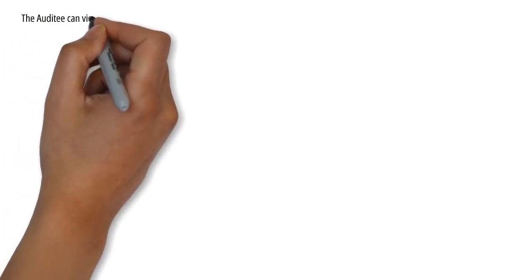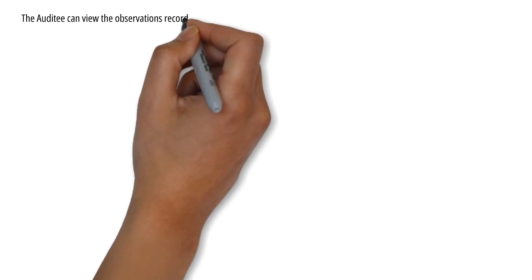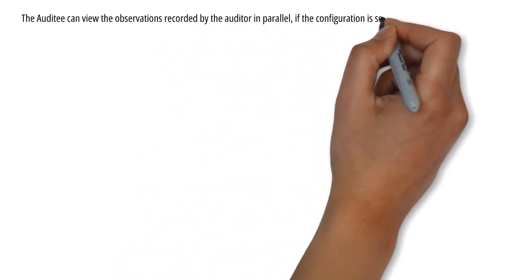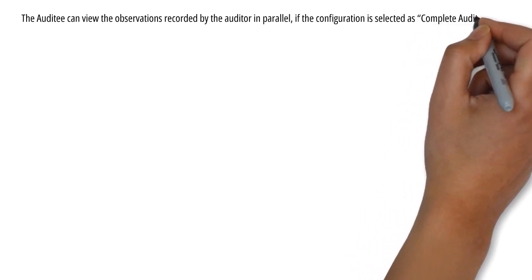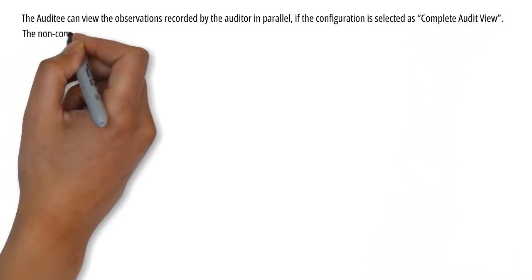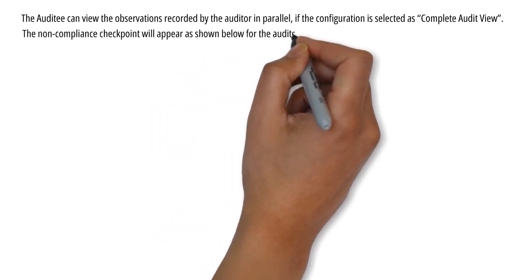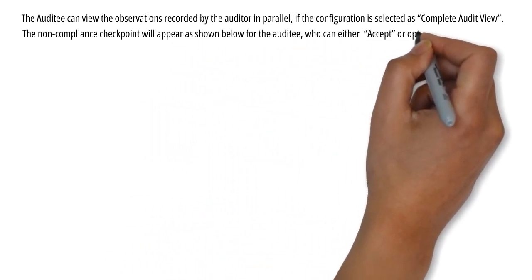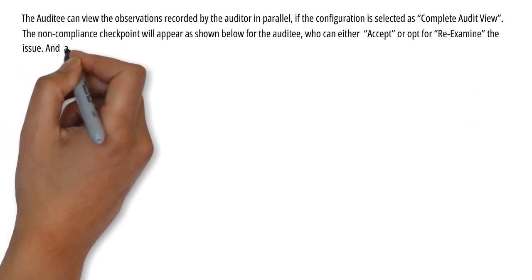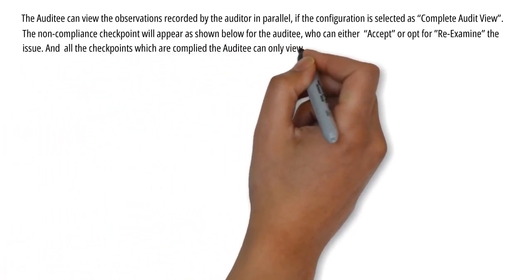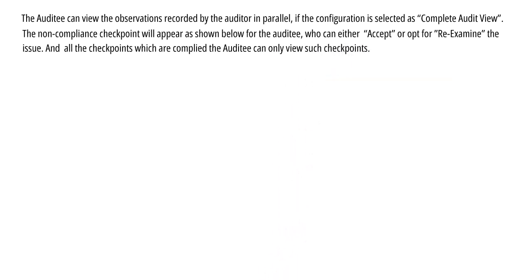The auditee can view the observations recorded by the auditor in parallel, if the configuration is selected as Complete Audit View. The non-compliance checkpoint will appear as shown below for the auditee, who can either accept or opt for re-examine the issue. And for all the checkpoints which are complied, the auditee can only view such checkpoints.